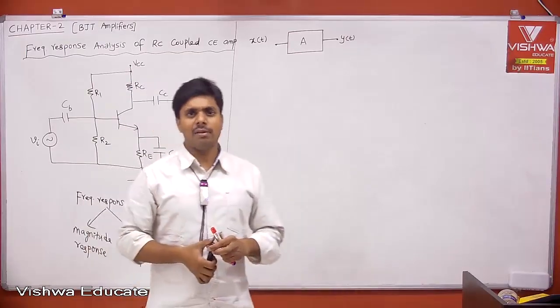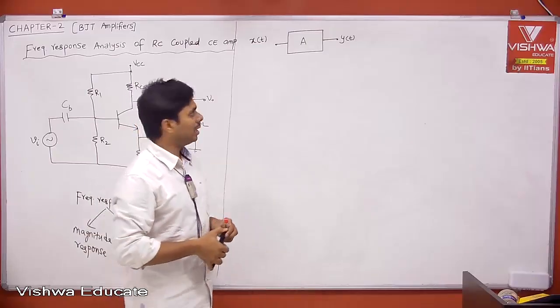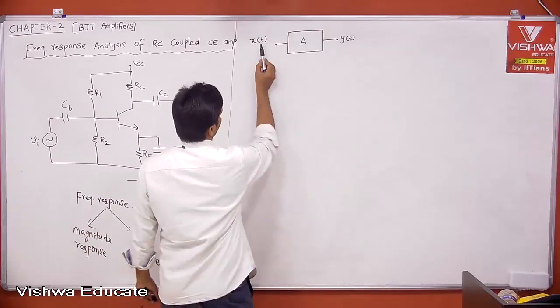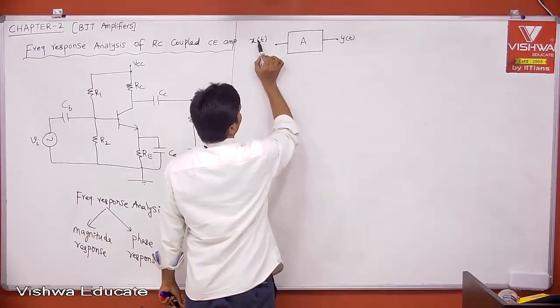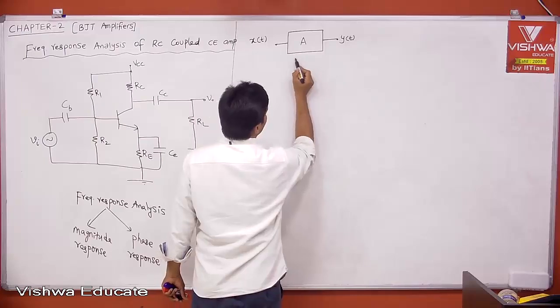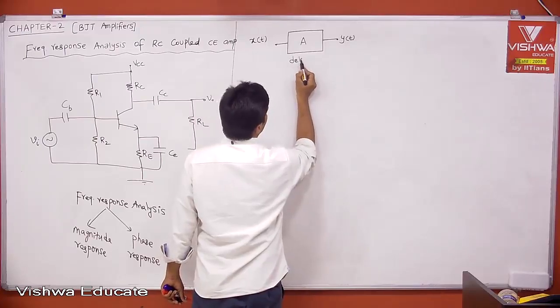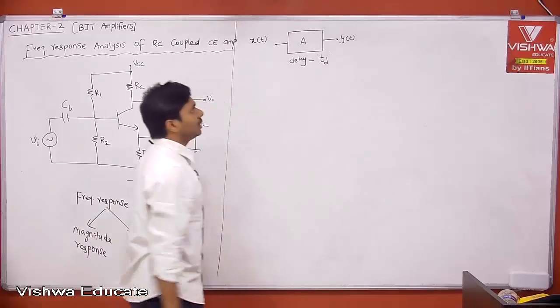Then every system will have some delay. Obviously, every system will have some time domain delay. Whatever signal you are giving here, after multiplying with A, this signal A into x of t will appear at the output after some time. Therefore, let us say it is having a delay of TD.